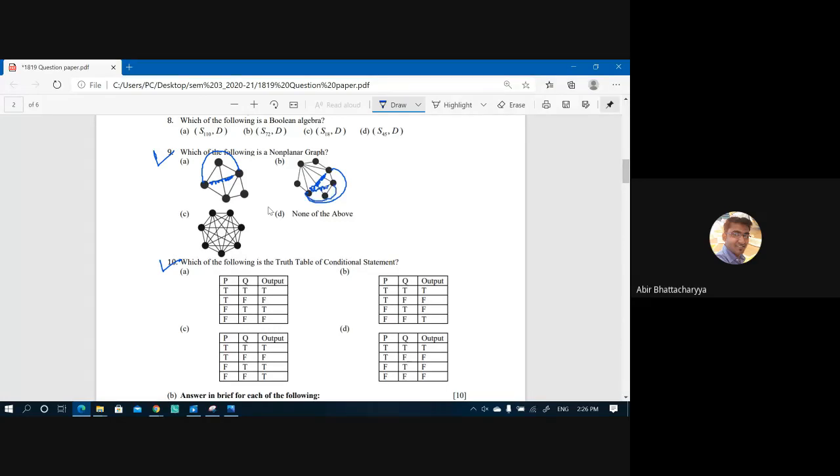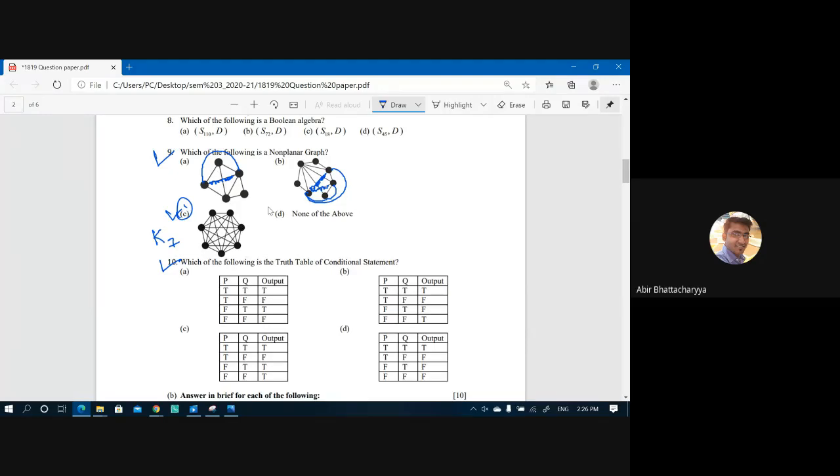So this embedding is possible for A and B. But number C is a complete graph, K7. We know that every complete graph above K5, that is K5, K6, everything, is always non-planar. That means this graph is your answer. So number C is correct. Number C is a non-planar graph.